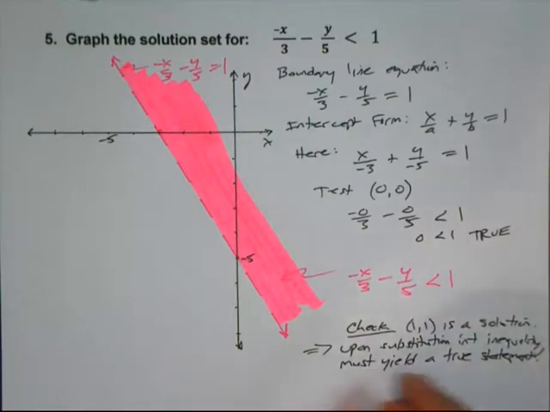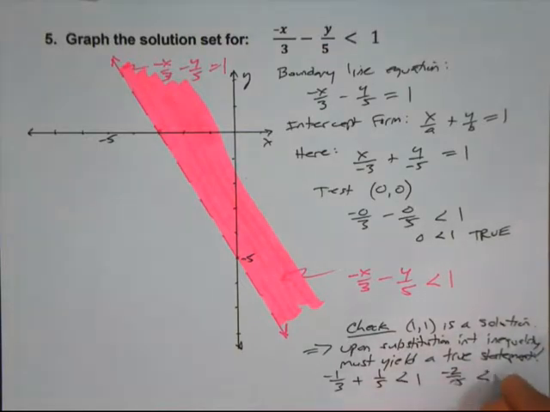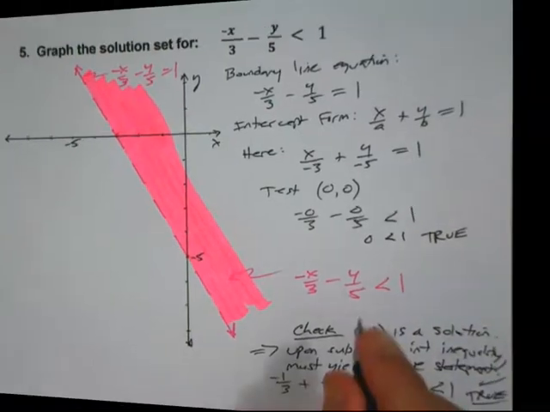Let's see what happens. 1 for x, 1 for y. We have -1/3 minus a negative. That would be plus 1/5 less than 1 is the question. Well, okay, let's see. We could do 15ths. This would be -5/15 and 3/15. That would give us a net effect of -2/15 less than 1. That's true. Okay, this looks good.